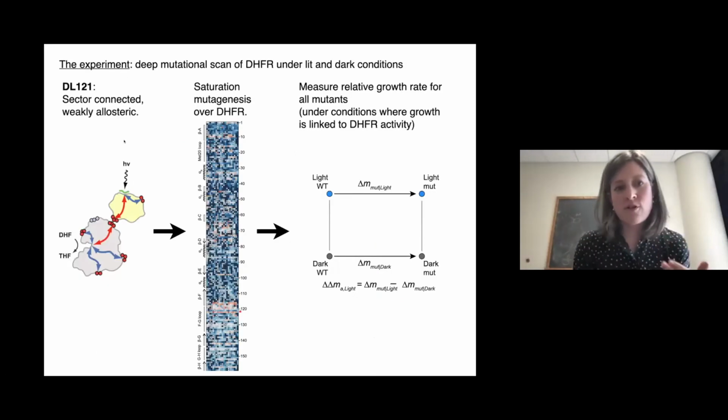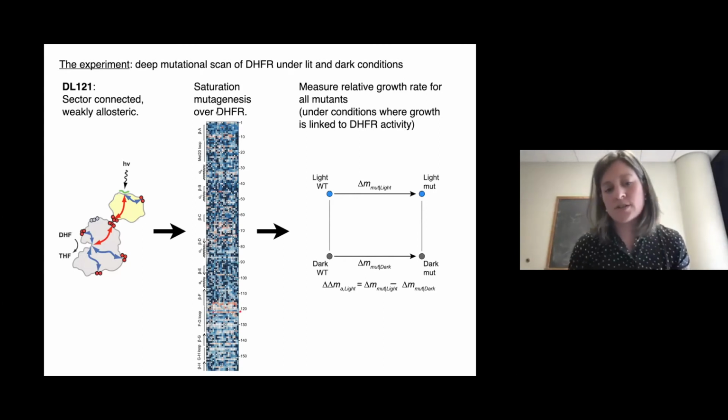Okay, so here's our overall experiment. We're going to take our DL121 fusion, which is sector connected and weakly allosteric. We're going to do saturation mutagenesis or deep mutational scanning over the entire DHFR domain, right? And the idea is we want to measure which DHFR positions are coupled to this light-based input. And the way that we're going to do this is we're going to measure the relative growth rate of every mutation in the light, and of every mutation in the dark, and then we're going to subtract these two to look at the allosteric effects of these mutations.